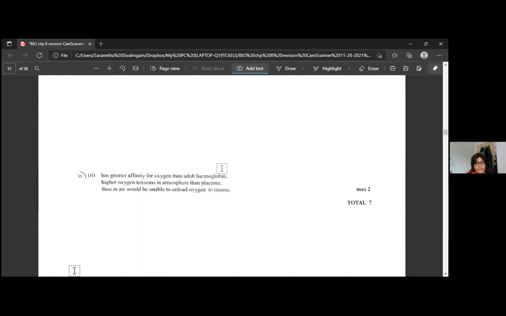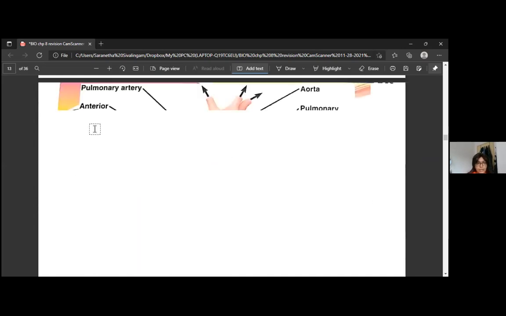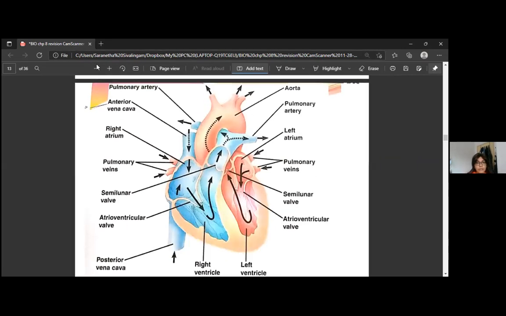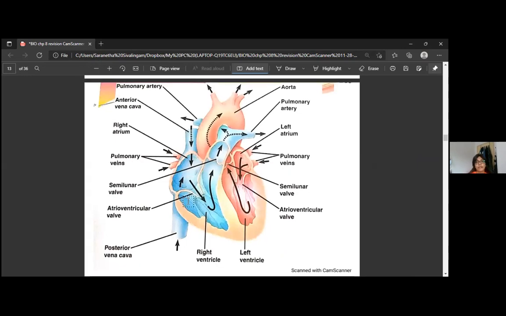And this is the answer. Okay, so for the next question, let's look at the structure of the heart. So we have the right atrium, the left atrium, the right ventricle, the left ventricle, we have the septum, we have the aorta, the pulmonary artery here and here, the pulmonary veins here and here. You have the anterior vena cava, the posterior vena cava, and then you have your valves like the semilunar valves and the atrioventricular valves.